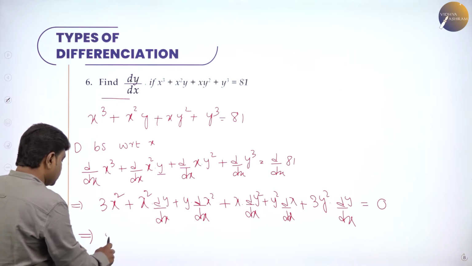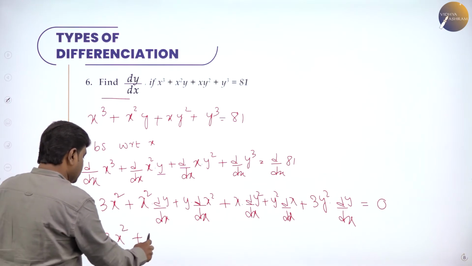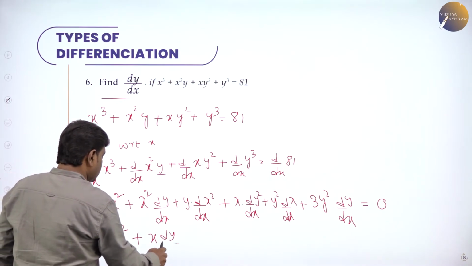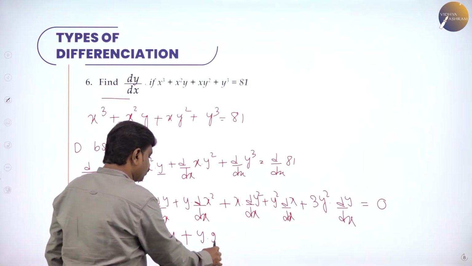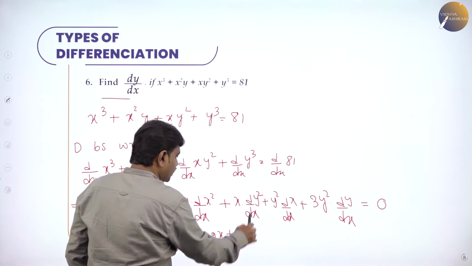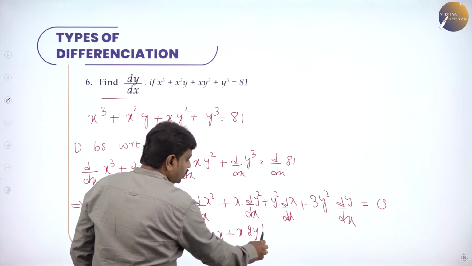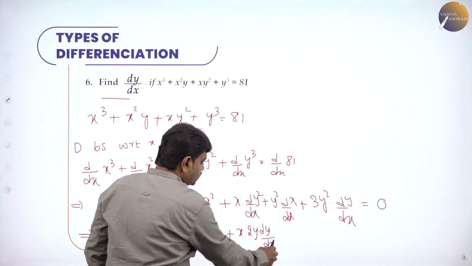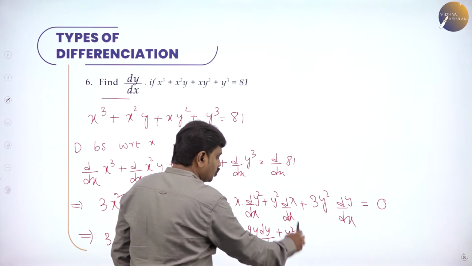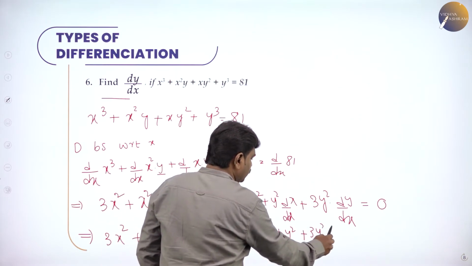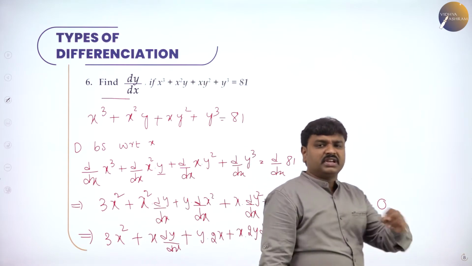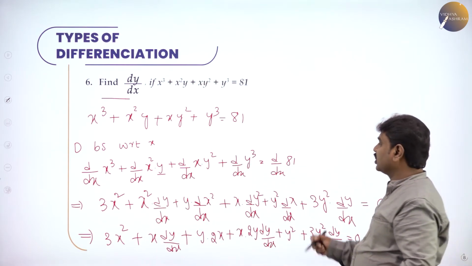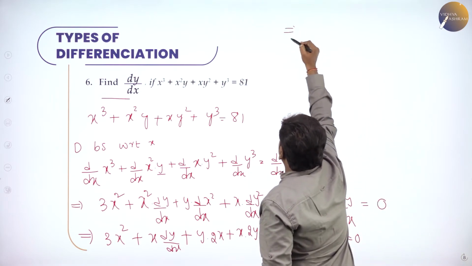Further this implies 3x square plus x into dy by dx plus y into derivative of x square, which is 2x, plus x into derivative of y square, which is 2y into dy by dx, plus y square into derivative of x, which is 1, plus 3y square into dy by dx. Now we have many terms with dy by dx. So group all dy by dx terms and take dy by dx common.